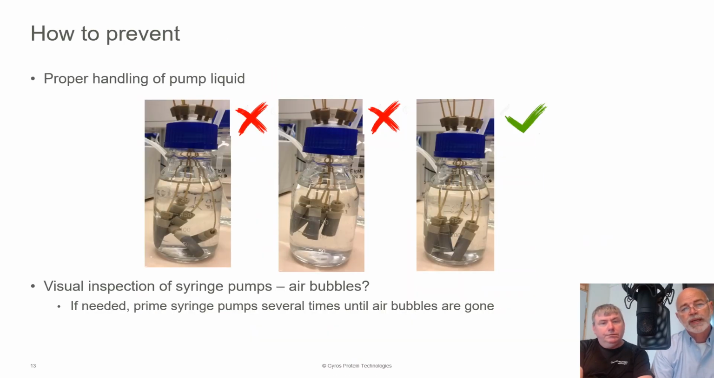So here you can see, one of the things you want to be cognizant of is the proper handling of the pump liquid. In the first example on the left, you can see that things are potentially kinked. If you push those filter frits all the way to the bottom, you can potentially kink that peak tubing, and that may be the source of a problem here.